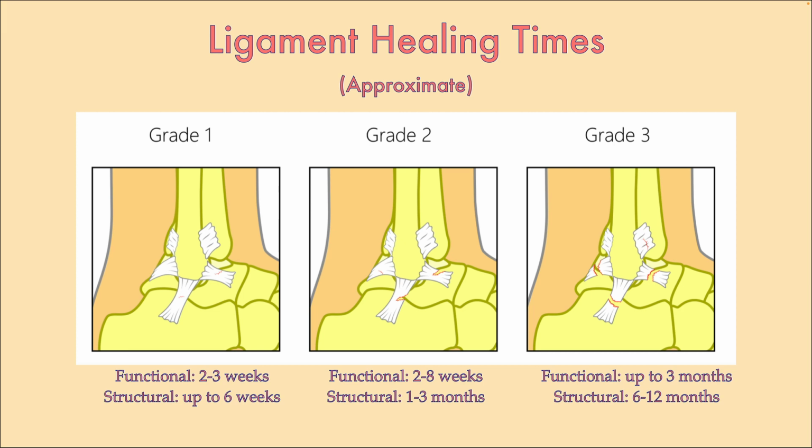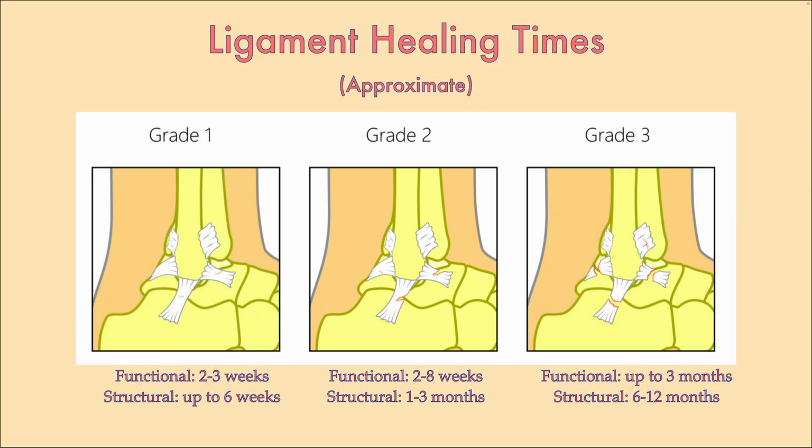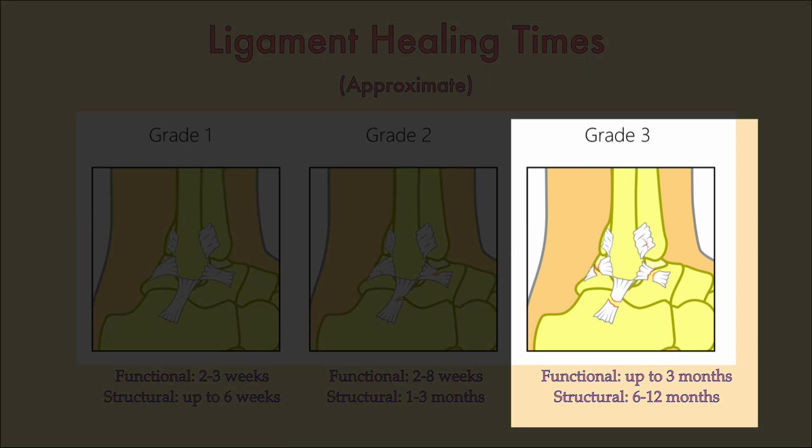If you've had a grade 2, then you're looking at more 2 to 8 weeks before you're back to sort of full performance. And structurally, you can be 3 months before those structures are really fully healed. If you're up to a grade 3, where you've really torn those ligaments, functionally you could be 3 months. Ligaments are slow to heal because they don't have as rich a blood supply as a muscle does. And structurally, really up to a year.